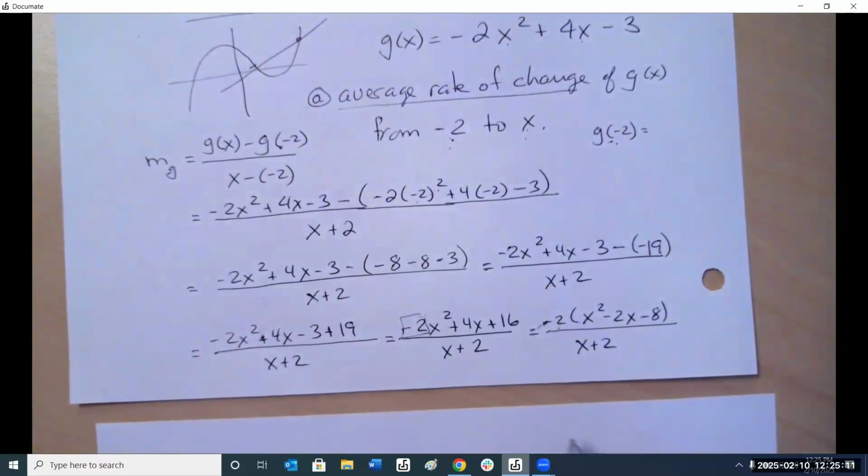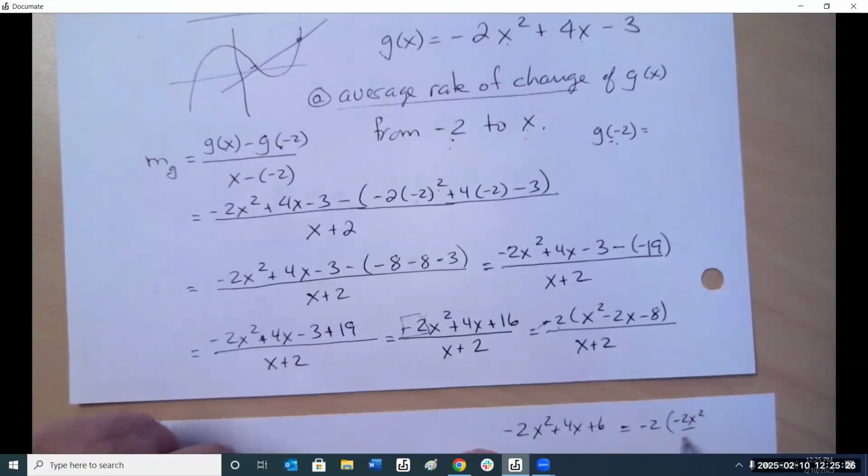So here I have -2x squared plus 4x plus 6. I want to factor out a -2. So under each one of these terms, I divide by -2. Whatever I factor out, I divide each term by -2. So -2, those cancel, so I have x squared. +4 divided by -2 is -2. +16 divided by -2 is -8.